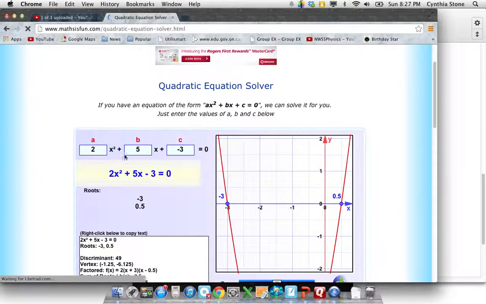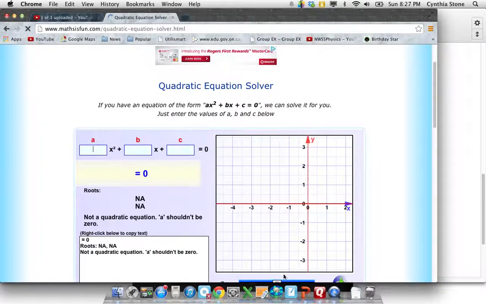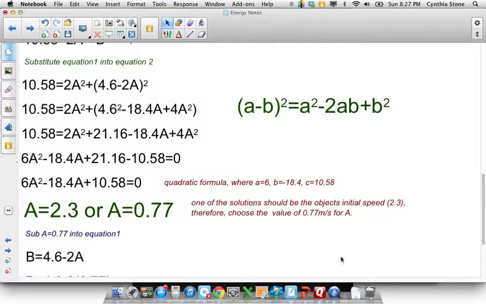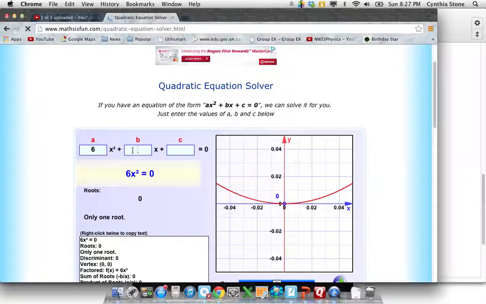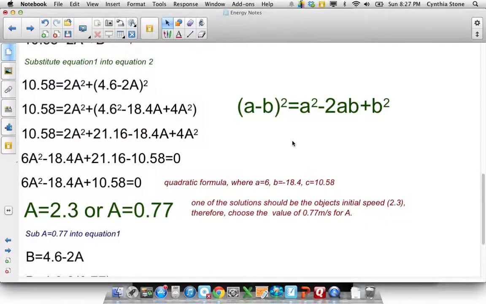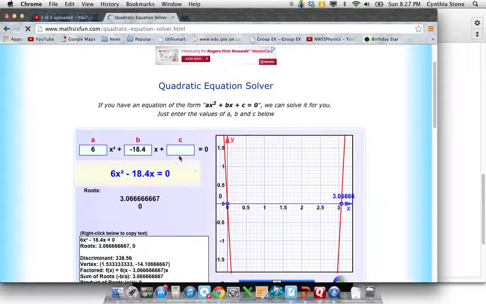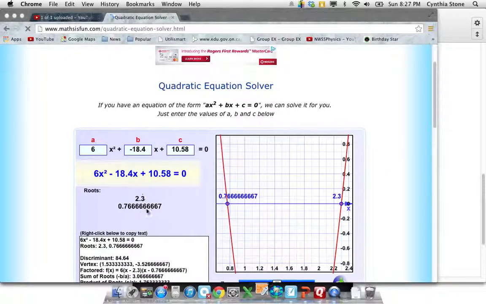Okay, so let's sub in our numbers then. What's our A and our B and our C? Our A is 6 and our B is negative 18.4. And our C is 10.58. Okay, there's my formula, so 10.58. And I get two answers, 2.3 and 0.67, right? Or 0.77, sorry. So there's my two answers.